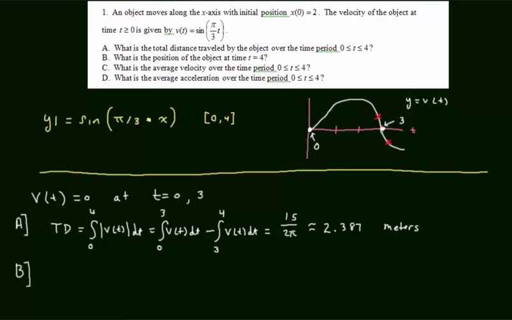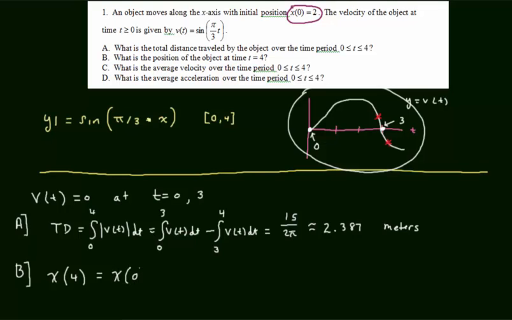Part B, what is the position of the particle at time 4? So what we're asked to find is the position of the particle at 4, x of 4. So the position of the particle at 4 must consider where it starts from. This diagram is only the velocity, but the diagram does not tell us where the particle started. We need some other information, and that information is given here in the problem, that x of 0 is equal to 2.